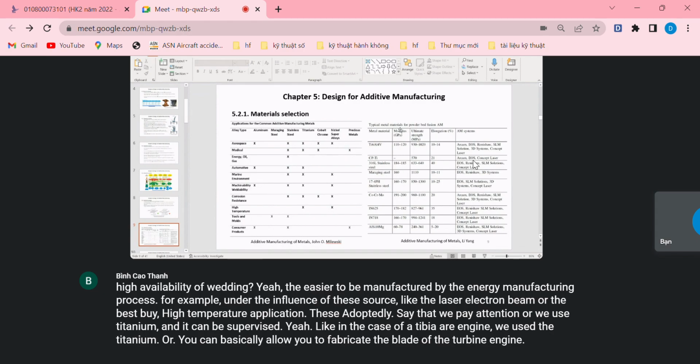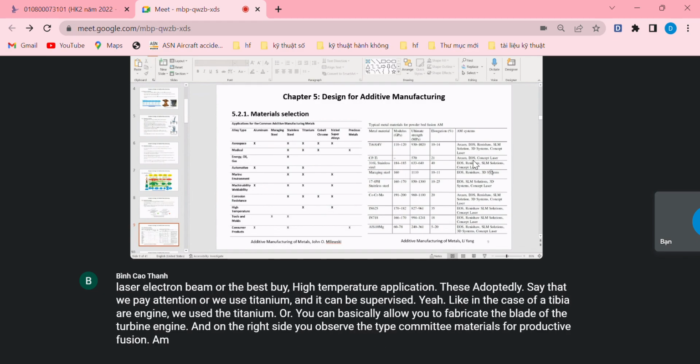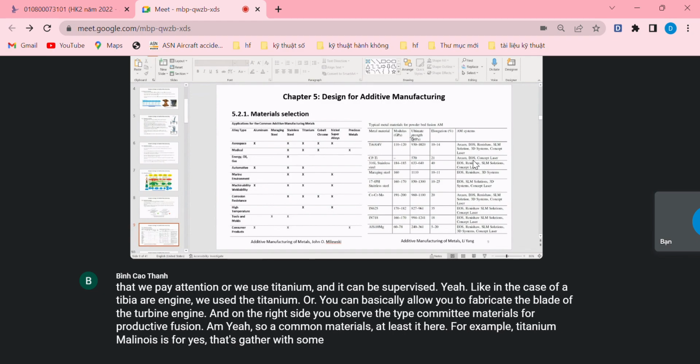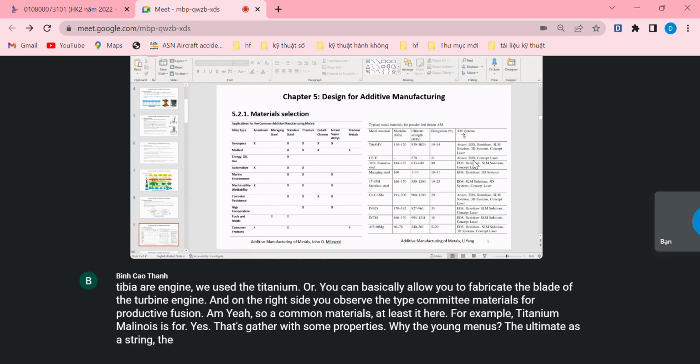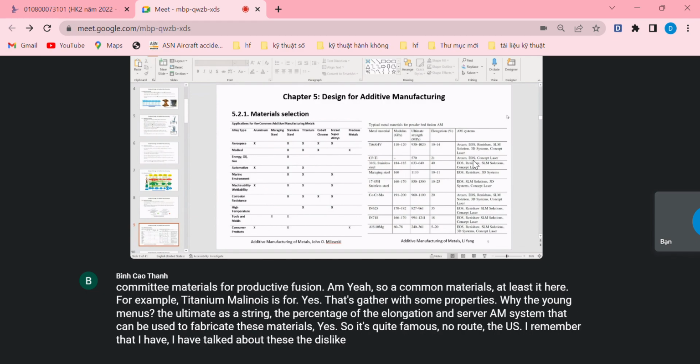On the right side, you observe the typical materials for powder bed fusion AM. Several common materials are listed here, for example titanium aluminum 64, together with some properties like the Young's modulus, the ultimate tensile strength, the percentage of elongation, and several AM systems that can be used to fabricate these materials. It is quite famous to know about the EOS. I remember that I talked about this slide last week.